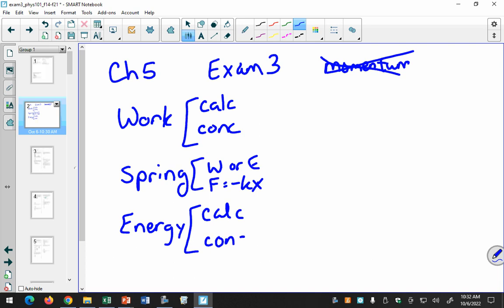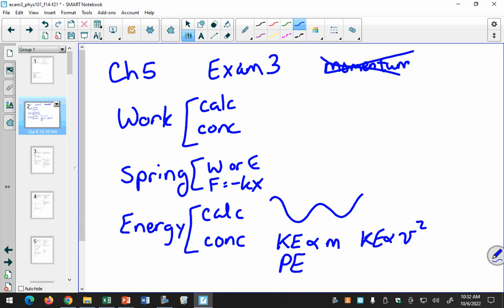You'll probably have a problem where we do the roller coaster like we did in class the other day. We'll do one of those here. You will have one like that. You'll probably have some questions that ask you about the relationship between KE and m, KE and v, or v squared, or about the potential energy and its relationship to h. Potential energy is mgh.